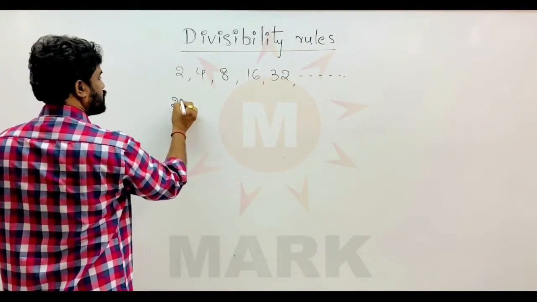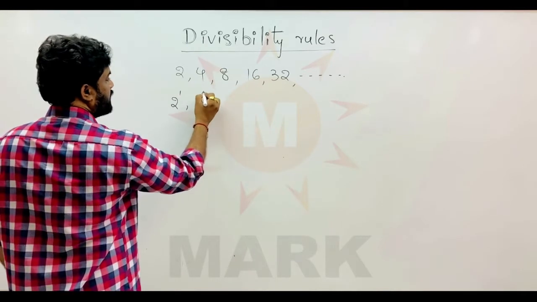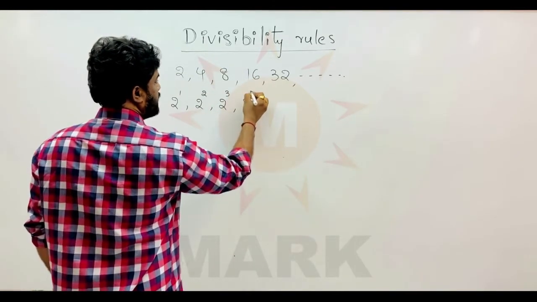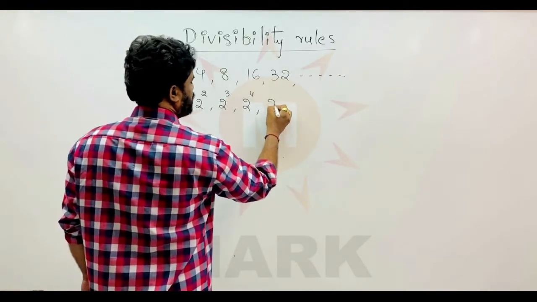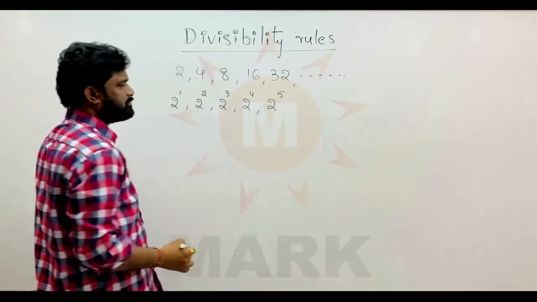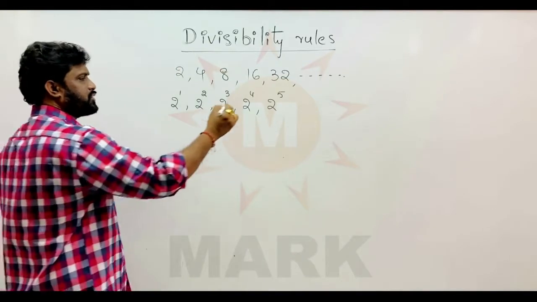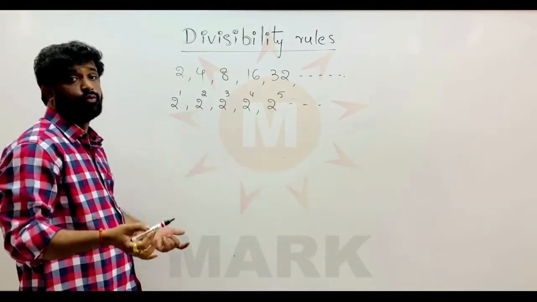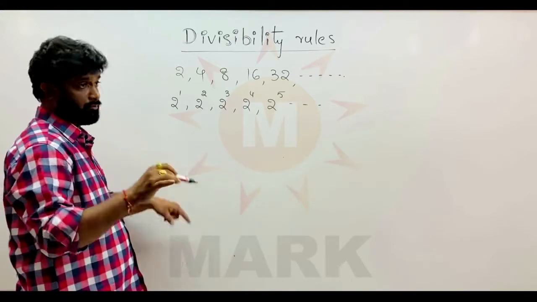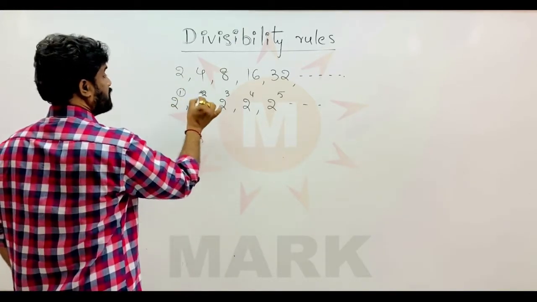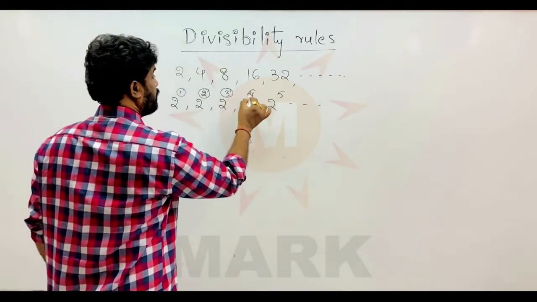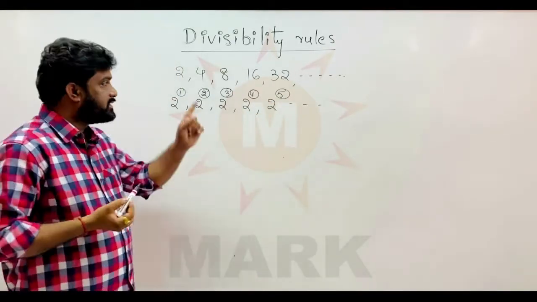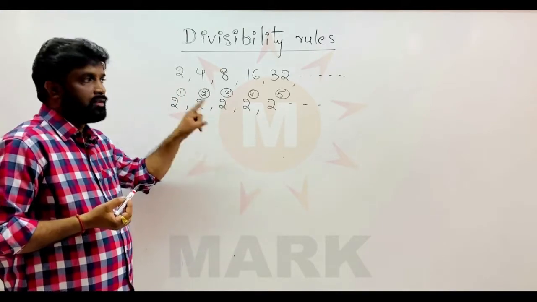2 can be written as 2 power 1, 4 can be written as 2 power 2, 8 can be written as 2 power 3, 16 can be written as 2 power 4, and 32 can be written as 2 power 5, and so on. So all these numbers are nothing but exponents of 2. 2 power 1, 2 power 2, 2 power 3, 2 power 4, 2 power 5, etc. Actually, the real logic lies in those powers, the exponents only.